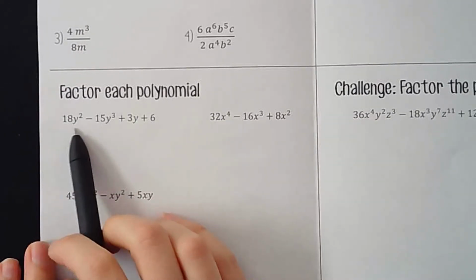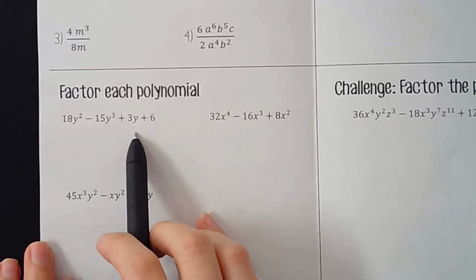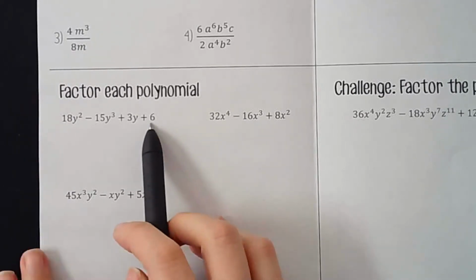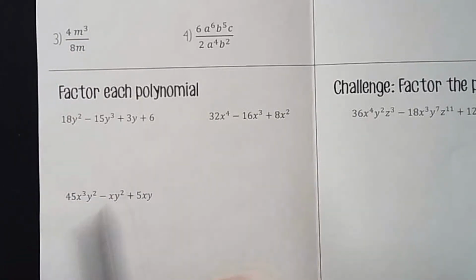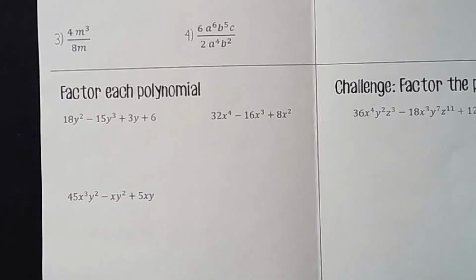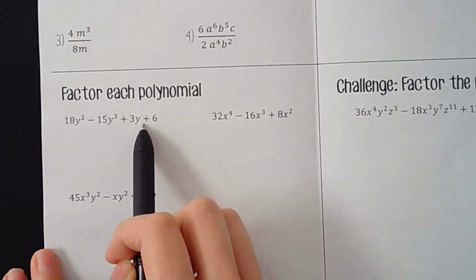So my answer looks like a polynomial. It has a y squared term, it has a y cubed term, a 3y term, and a constant at the end. When I'm factoring this, I'm looking for what was multiplied to each of these terms to give this result. So we're going to be using the distributive property kind of backwards. So instead of multiplying each term, we're going to be dividing. So I need to think, what can I divide all of these terms by?